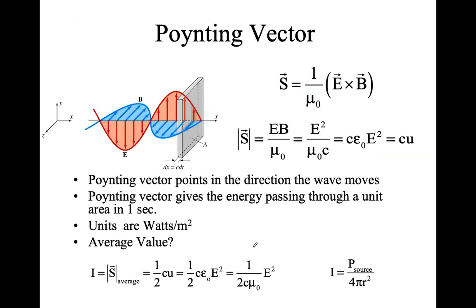All right, now I have to talk about an interesting vector invented by a guy named John Poynting, spelled with a Y. It's sort of an interesting pun, because the Poynting vector is defined to be 1 over the permeability of free space times the cross product of the electric and magnetic fields. And that's actually a definition.